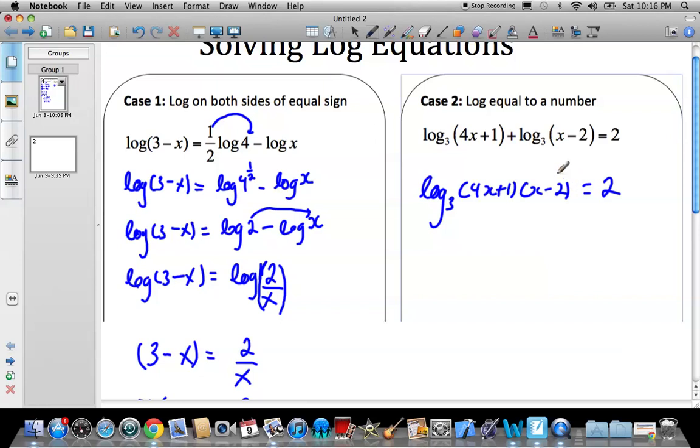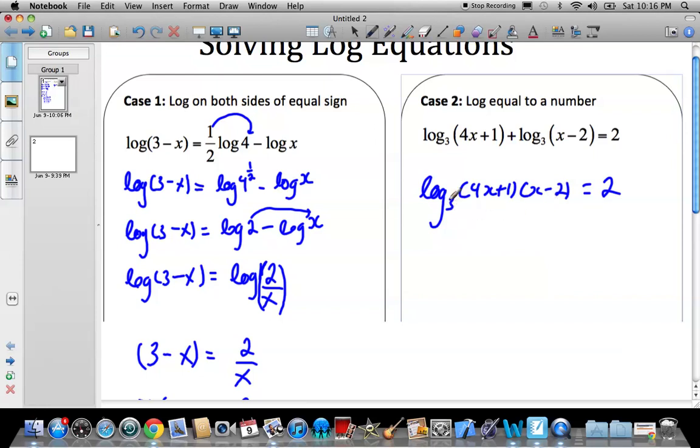So at this step, as soon as you see you have to FOIL something out or distribute it out, you're always eager to change it right away. I'd wait in this case and just do it in the next step. What you have to realize is that we have log base 3 of this is equal to a number. So the only way to solve this is to convert to exponential form. That's what you have to do in this second case.